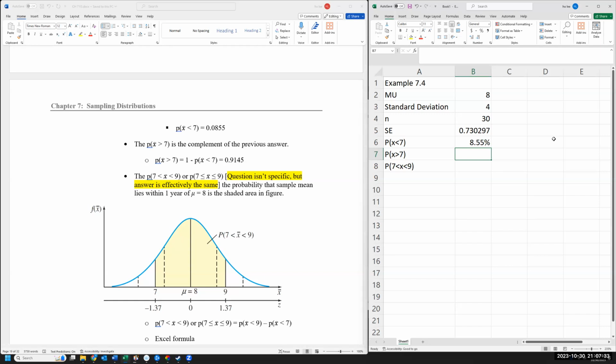Now let's do the next one, which is x being greater than 7. What's the probability of x being greater than 7? Well, we know the probability of x being less than 7 is this. So greater than 7 is equal to 1 minus this number, which is 91.45. Okay? 91.45.